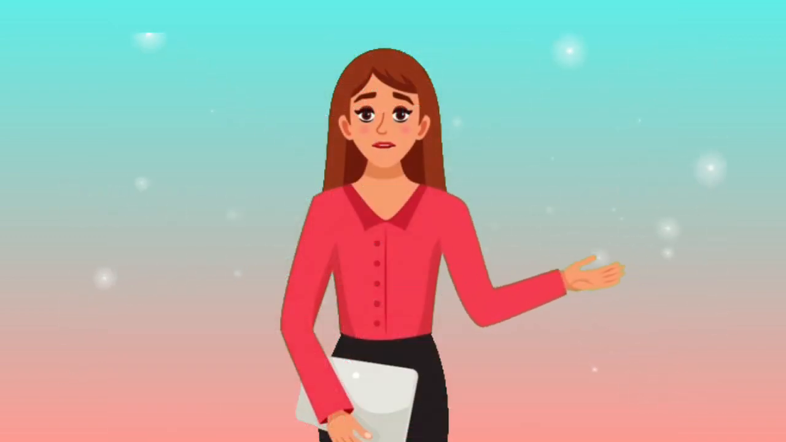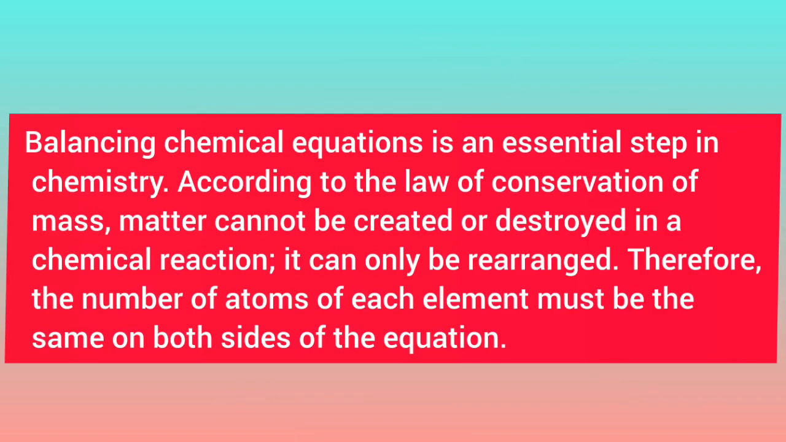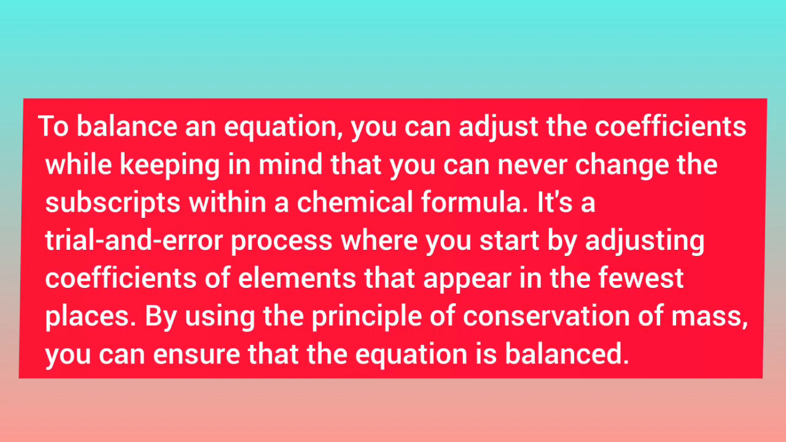But what about balancing chemical equations? How do we ensure that the number of atoms on both sides of the equation is equal? Balancing chemical equations is an essential step in chemistry. According to the law of conservation of mass, matter cannot be created or destroyed in a chemical reaction. It can only be rearranged. Therefore, the number of atoms of each element must be the same on both sides of the equation. To balance an equation, you can adjust the coefficients while keeping in mind that you can never change the subscripts within a chemical formula. It's a trial and error process where you start by adjusting coefficients of elements that appear in the fewest places. By using the principle of conservation of mass, you can ensure that the equation is balanced.